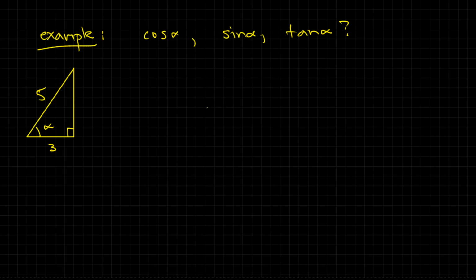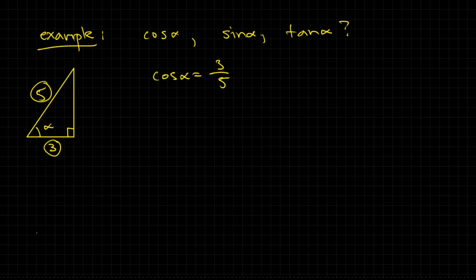Now finding cosine alpha with the given information is relatively straightforward. Cosine of alpha is the adjacent side length over the hypotenuse, so cosine alpha is 3/5. However, sine of alpha is not so straightforward since we need the length of the opposite leg, and we'll divide that by the hypotenuse. But we can find the length of the opposite leg by using the Pythagorean theorem.